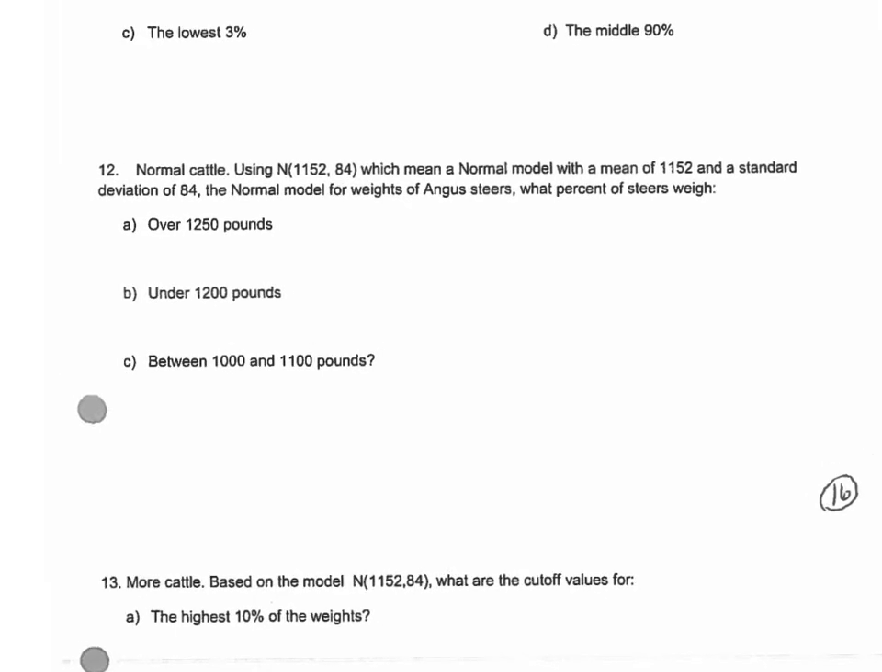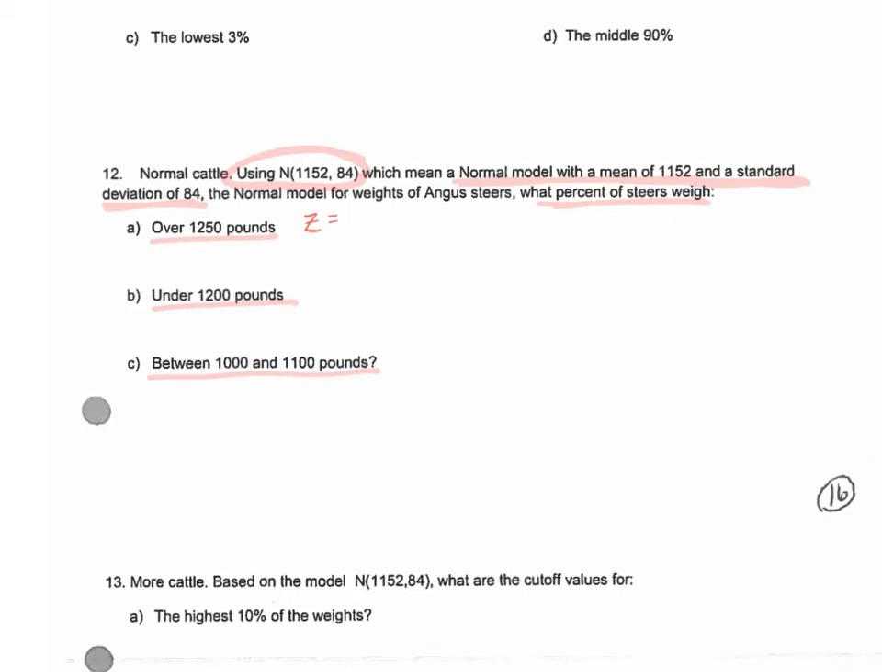This one, I want to talk to you about this notation here using N(1152, 84). It tells you the normal model with a mean of 1,152 and a standard deviation of 84. So find the values at what percent of steers weigh over 1,250, under 1,200, and between those two amounts. So of course what you need to do is find their z-scores first, and then you can do your normal CDF on your calculator.